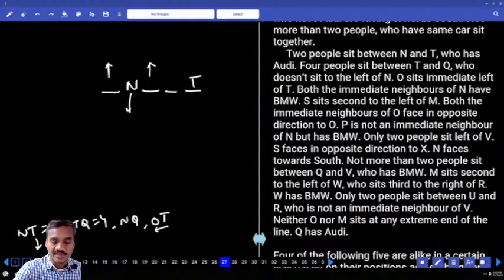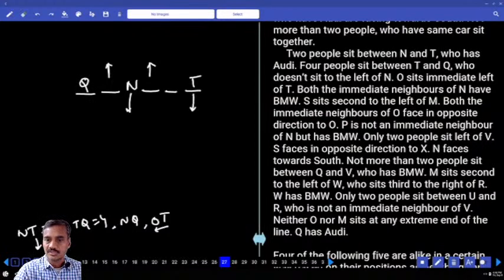Whereas N and Q are adjacent to each other, and O is to the immediate left of T. There are two people between N and T, who has Audi. T having Audi means T is facing towards south, and there are four people between T and Q. In between T and Q there must be exactly four people: 1, 2, 3, 4. Now you can have Q at this place, or Q can be on the other side, isn't it? Four people between T and Q.